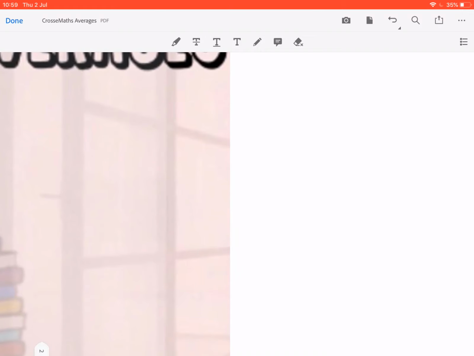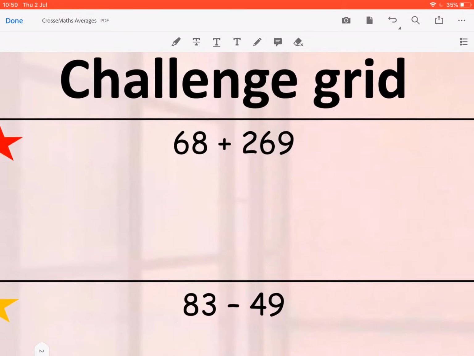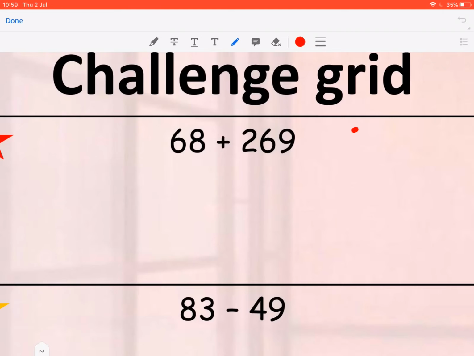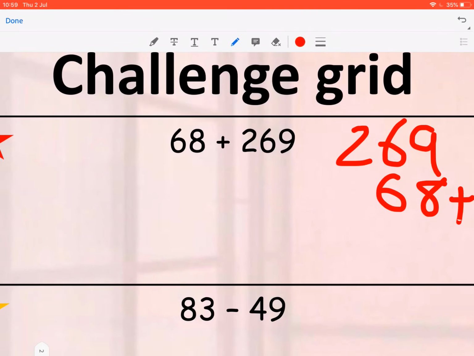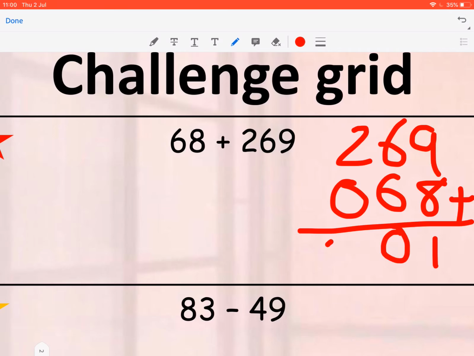Next I've got 68 add on to 269. Okay, so I'm going to put 269 on top, 68 underneath. It's an adding question, so make sure they hug the right hand side. 0 goes on the left hand side. 9 take away 8 is 1, 6 take away 6 is nothing, 2 take away 0 is just 2. So my answer is 201.